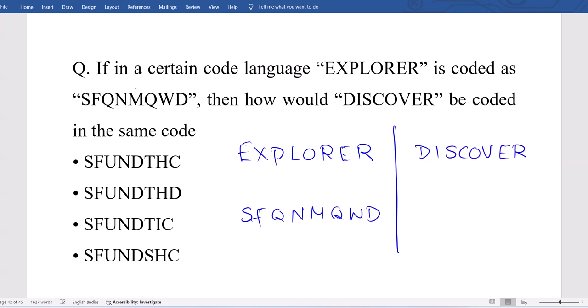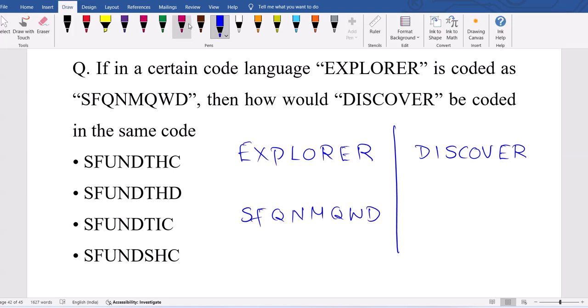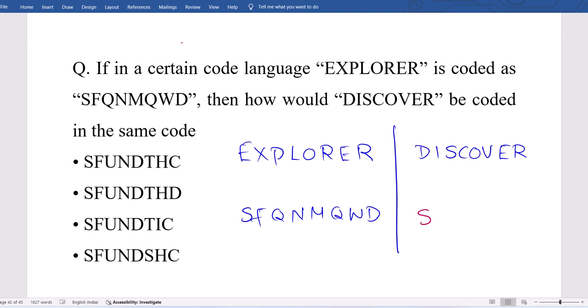A lot of people will think coding and decoding is very easy, we'll do. But sometimes that's the area where people take time as well, waste the time in exam. And here first letter is SFU, first five letters, SFUND. In fact, this is what giving you the clue to understand the logic actually.